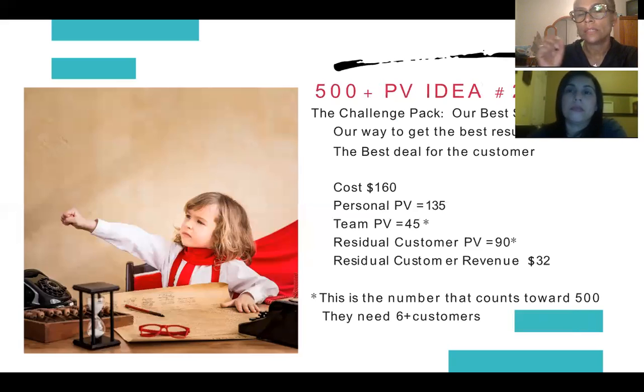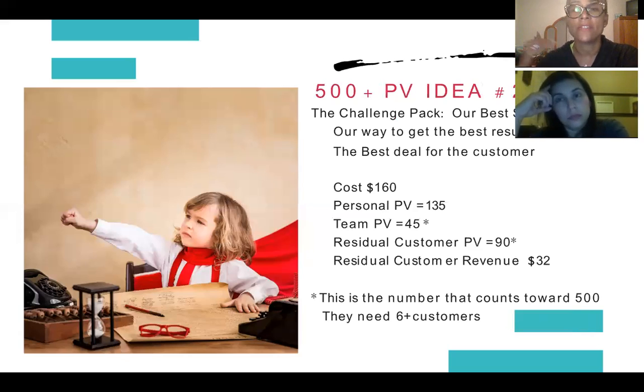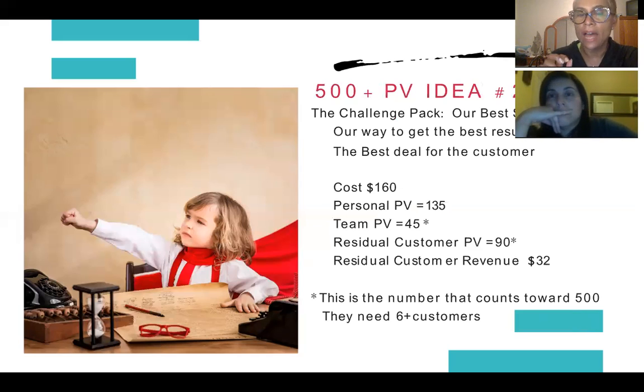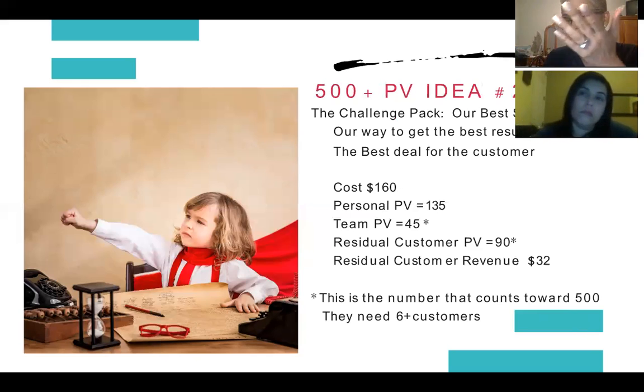Okay. The next line is the residual customer PV. That means that when the customer is on HD and then the following month they get Shakeology again, you're going to earn 90 personal volume for that Shakeology on Home Direct. And the residual revenue for that is $32. Now there's a little asterisk on the 45 and the 90. The reason that's there is because this is the number that counts towards the 500 PVs. So you would need 6 customers because Shakeology is 90 PVs, so 90 times 6, 450, pretty close to the 500. Okay? You want to add anything to that, Edith?